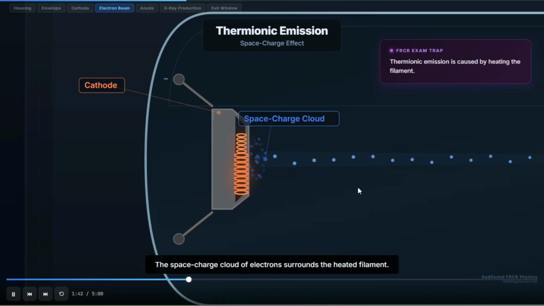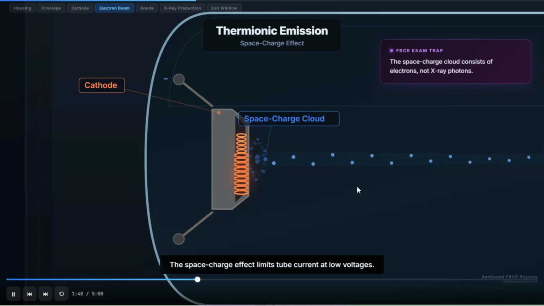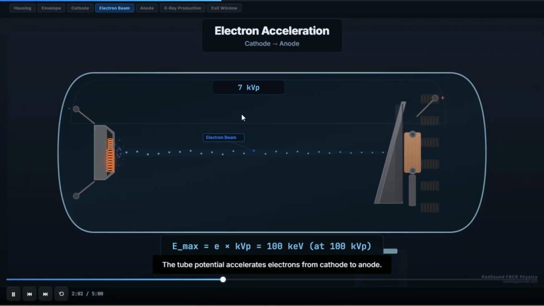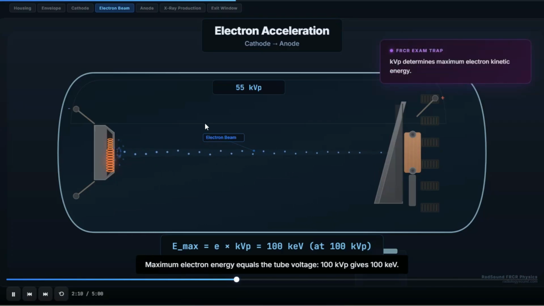After that, we then apply a high voltage across the tube. So the cathode is negative, the anode is positive. The two potentials accelerate electrons across the vacuum toward the anode. So now we've got everything: electrons, space charge, and the tube voltage. That means the maximum kinetic energy of each electron equals the tube voltage applied.